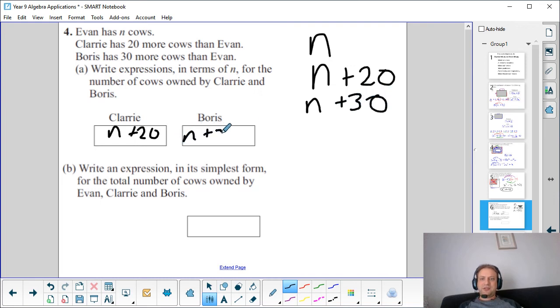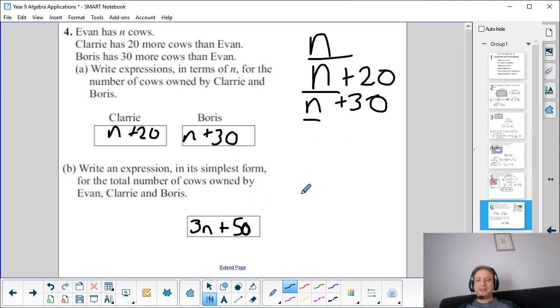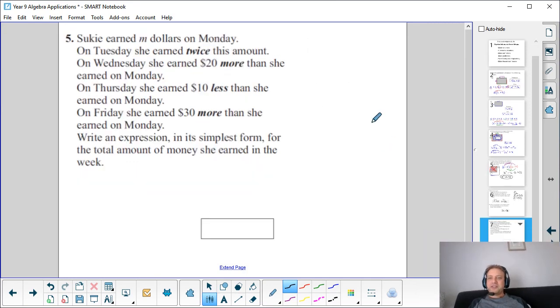And then all we need to do is write an expression in its simplest form. We want to know how many total cows we've got. So we're just doing like terms again. Look at all the N's we've got, 1, 2, 3. So there are 3 N's between them. And the 20 and the 30 make 50, right? So however many cows Evan's got, we triple it and add 50. That's all their cows put together, right? But it's just basic like terms, adding them together. No powers, remember, we're not multiplying. 3n plus 50.